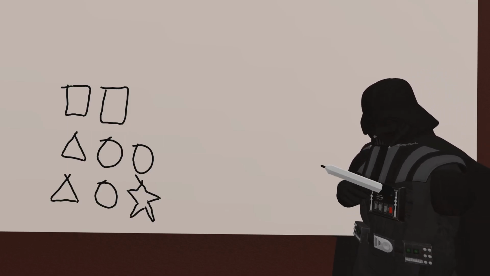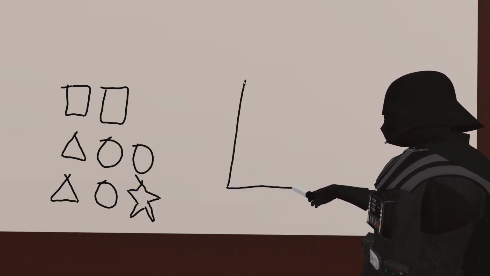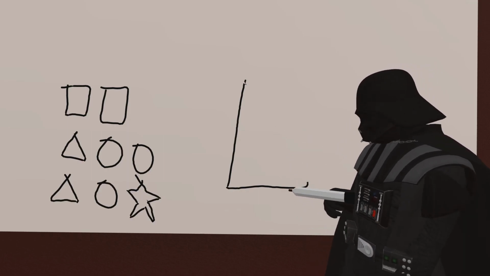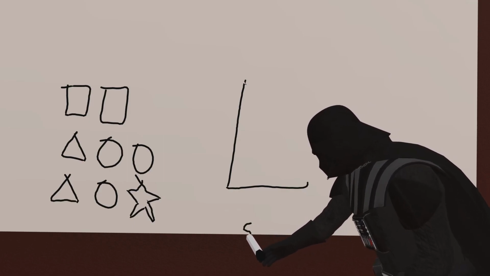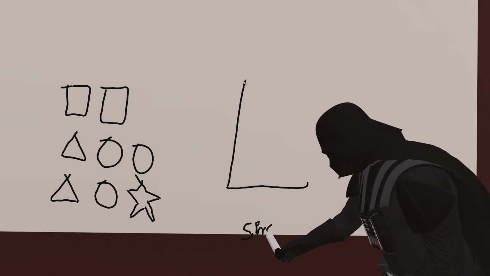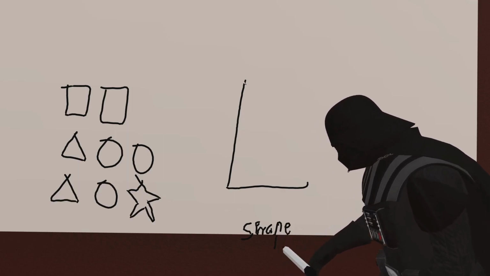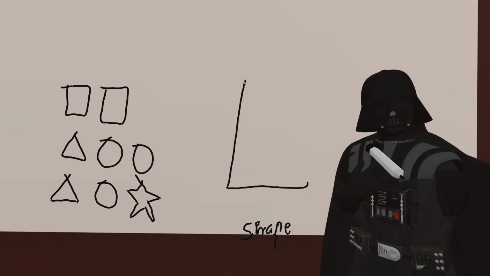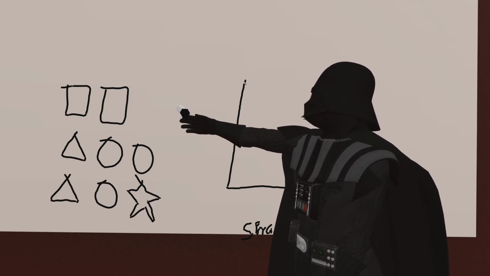So the first thing you're going to have to do is draw up our axes. Now, down the bottom, you'll need your label. So down here, we're going to write shape. And over here, we're going to write the number of things.